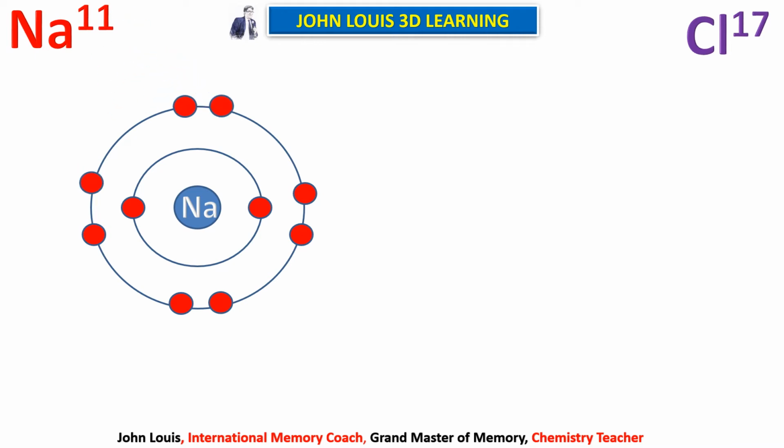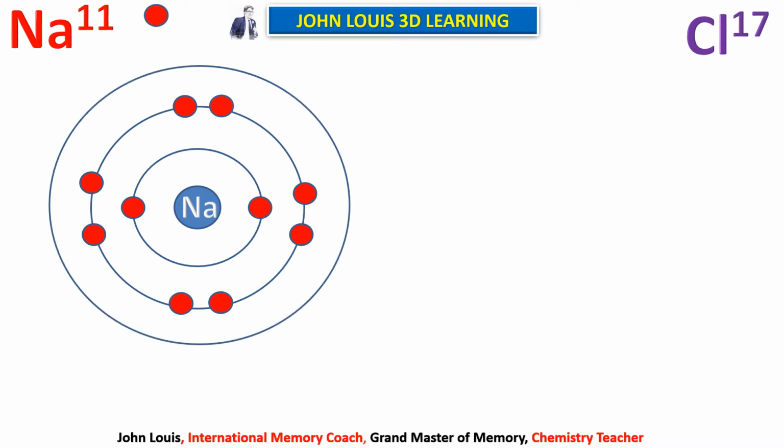Now how many electrons are filled up? 2 electrons in the first orbit, 8 electrons in the second orbit. So one more electron is left, and that will be filled up in the third orbit. According to the octet rule or the stability rule, what do we know? Sodium has a tendency to lose one electron in order to attain stability, because the third orbit is the outermost orbit. By losing it, the second orbit will become the outermost, which already has 8 electrons.